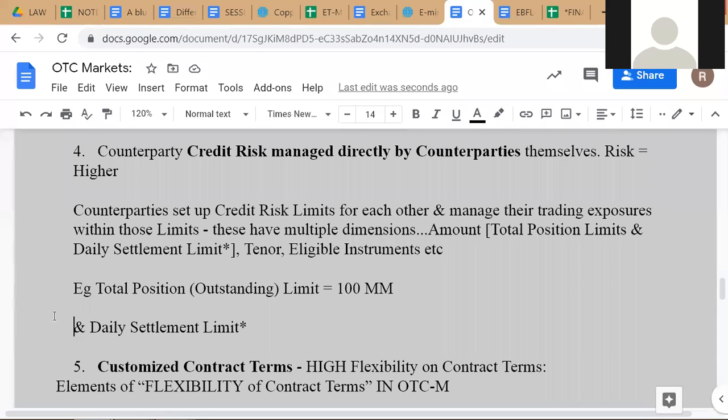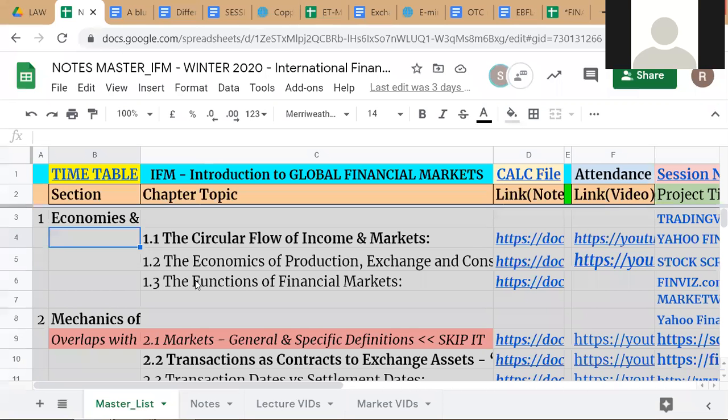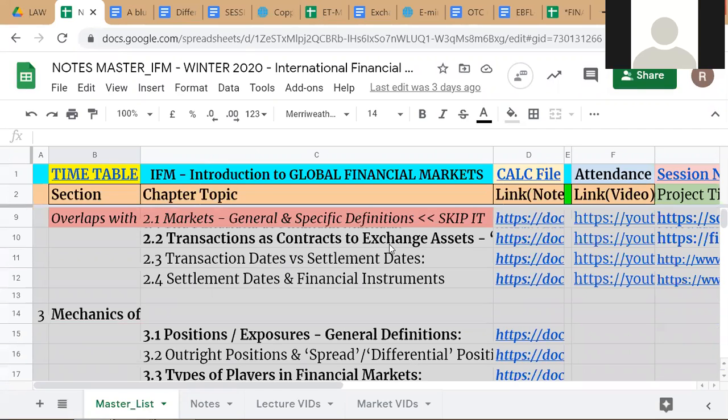And then you could also have the daily settlement limit, and the daily settlement limit will usually be smaller than that. So that will be something like maybe 10 million. Now, what that means is, remember that we keep talking about transactions as contracts to exchange assets, because a financial market is a venue for exchanging assets.